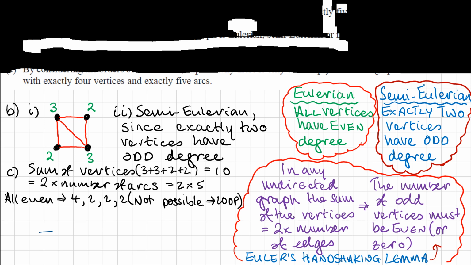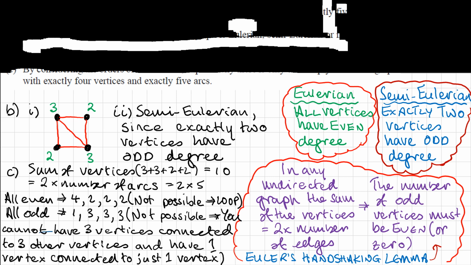Another option is that they're all odd. That would be an even number of odd vertices, because all 4 of them would be odd. Now, what would the orders have to be? So I think the only option we've got is 3, 3, 3 and a 1. Now, this is not possible. You cannot have 3 vertices that have order 3, connected to 3 other vertices, and just have one vertex just connected to just one other vertex.